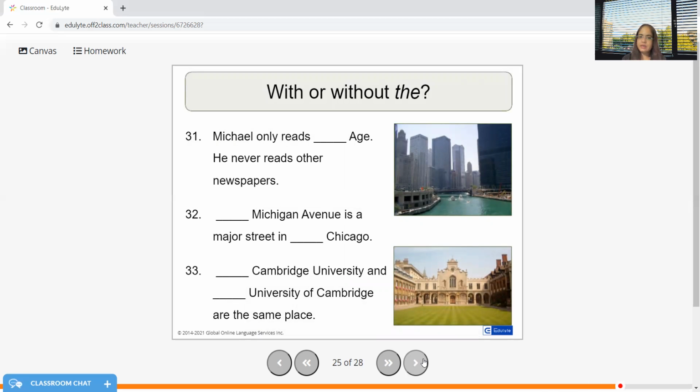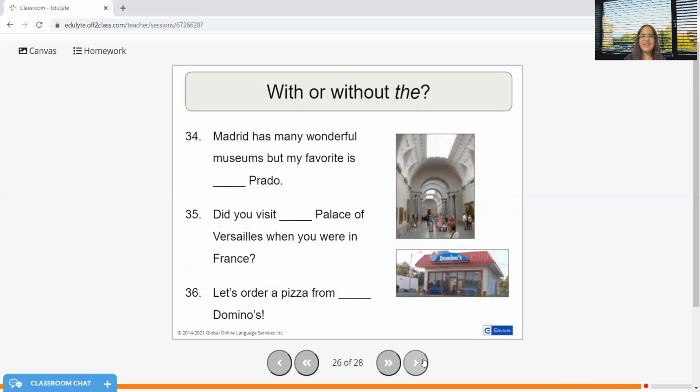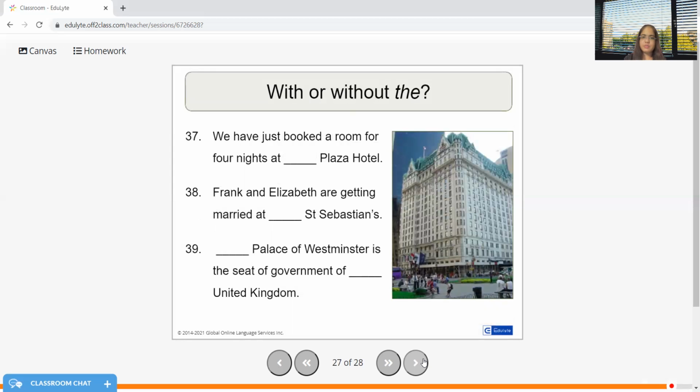With or without the, we need to fill in the blank. Michael only reads The Age, the name of a newspaper. Michigan Avenue is a major street in Chicago. Cambridge University and the University of Cambridge are the same place. Madrid has many wonderful museums, but my favorite is the Prado. Did you visit the Palace of Versailles when you were in France? Let's order a pizza from Domino's. We have just booked a room for 4 nights at the Plaza Hotel.